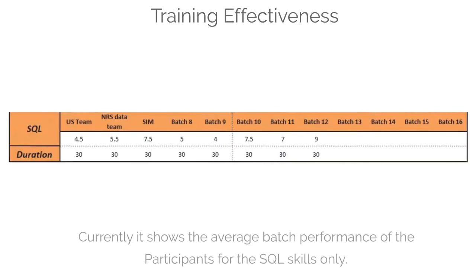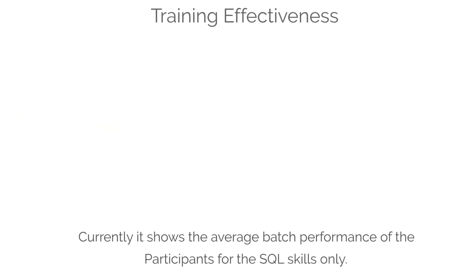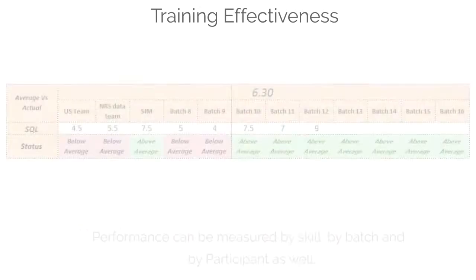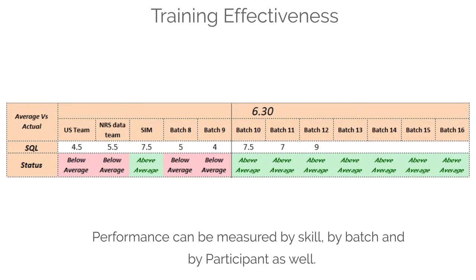Now let's talk about training effectiveness. The data visuals are sliced by skills and batches. For example, currently it shows the average batch performance of the participants for the SQL skills only. Performance can be measured by skill, by batch, and by participant as well.